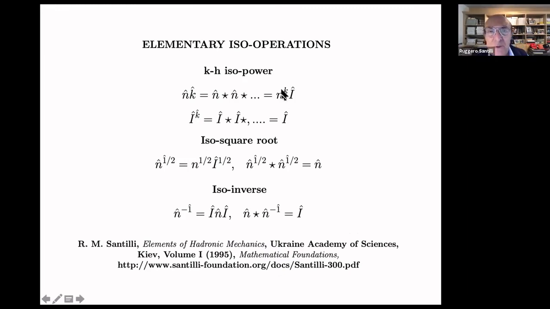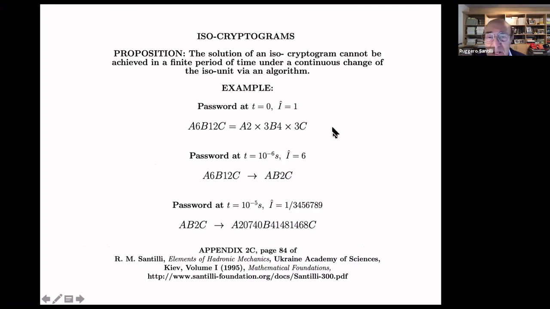Yeah, I just want to show that all operations have to be lifted. This is the K by iso power, the iso square root, and of course the iso inverse, and so on. They are all changed. Here is an application to the cryptograms. They're called iso cryptogram, when an iso cryptogram is a cryptogram formulated with iso mathematics, and so defined on an iso field. On an iso field, so the iso unit can be changed in an iso cryptograms.